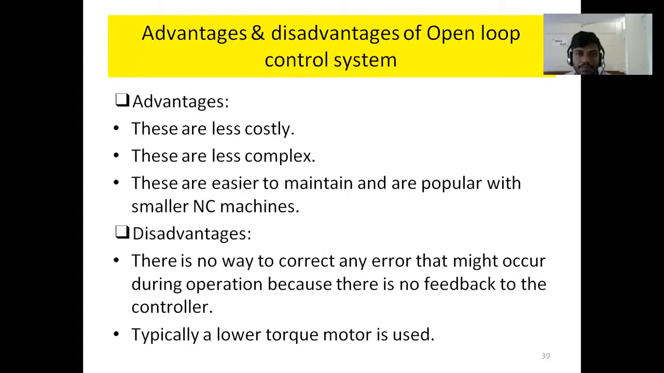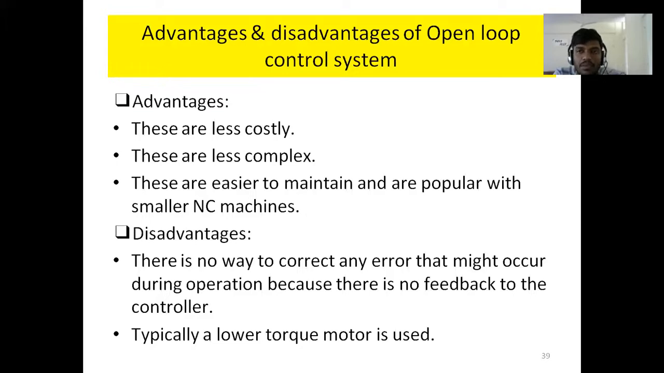ठीक आहे. What are the advantages and disadvantages of the open loop control system? So advantages, these are very less costly. बरोबर आहे. याच्यामध्ये आपल्याला ही सिस्टीम खूप कमी खर्चामध्ये मिळते. These are less complex. याच्यामध्ये सिस्टीम मध्ये काही कॉम्प्लेक्स नाही, ते सरळ साधी सोपी सिस्टीम आहे. These are easier to maintain and are popular with smaller NC machines. हे मेंटेन करायला खूप सोपं जातं आणि हे खूप पॉप्युलर आहे. कशासाठी? ज्यांचं स्मॉल स्केल मध्ये एनसी मशीनचं शॉप आहे. ठीक आहे, म्हणजे थोडक्यात की छोट्या मशिनरीज आहेत आणि कमी मशिनरीज आहेत, अशा स्मॉल स्केल इंडस्ट्रीमध्ये हे खूप पॉप्युलर आहे.